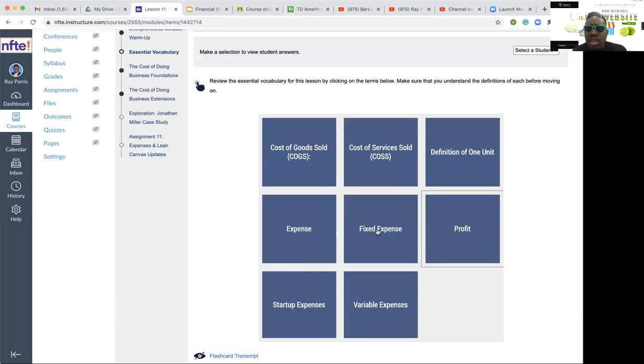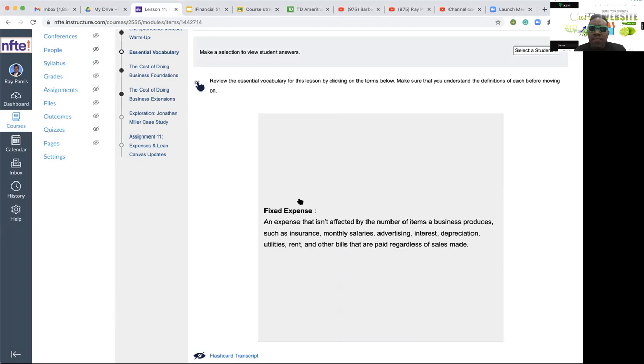Okay. Let's take a look at fixed expense. Now, fixed expense is important. It's an expense that is not affected by the number of items the business produces, such as insurance, monthly salary, advertising, depreciation, utilities, rent. These are fixed. Light bill, your phone bill.